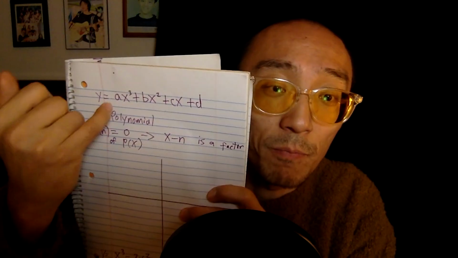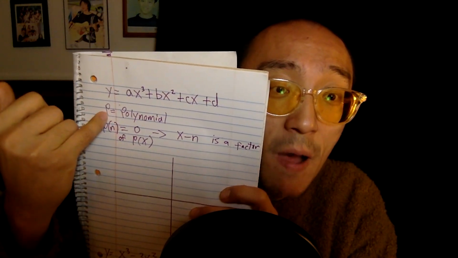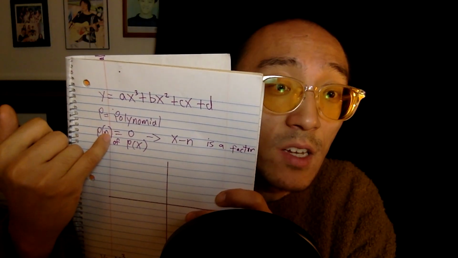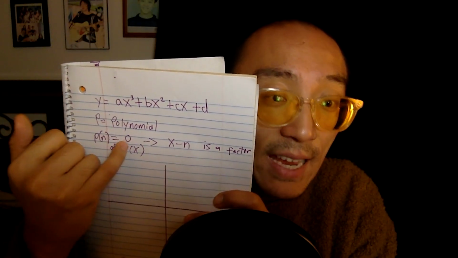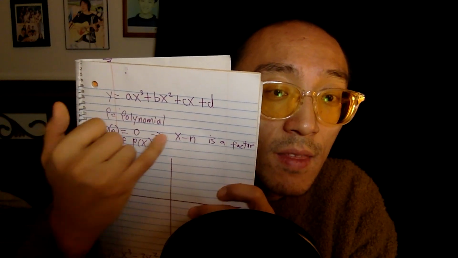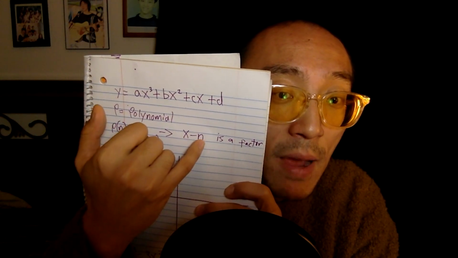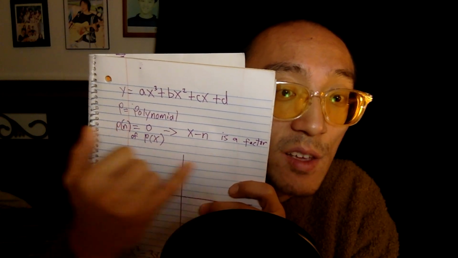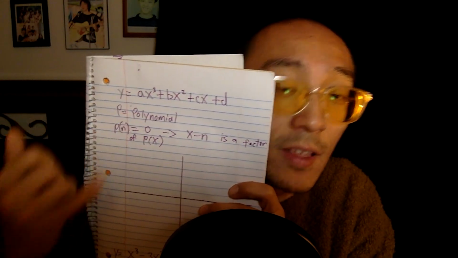What is the factor theorem? Assume this is a polynomial. If we plug in a number for x and the result is 0, that means that x minus that number that we plugged in is a factor of this polynomial.